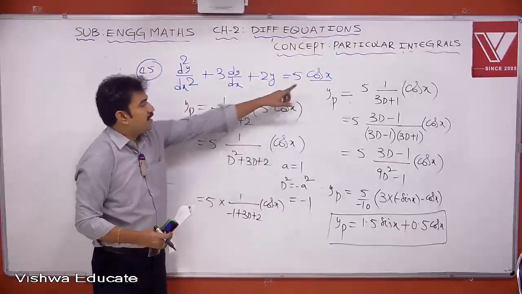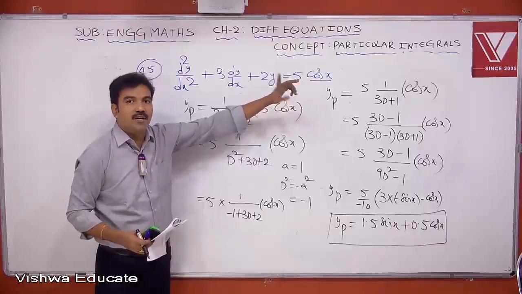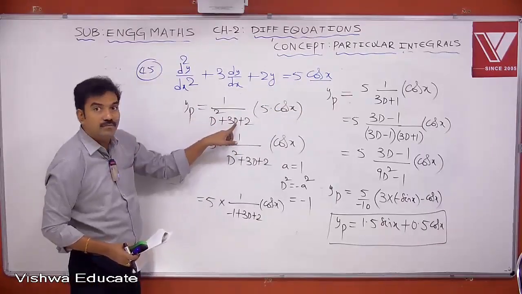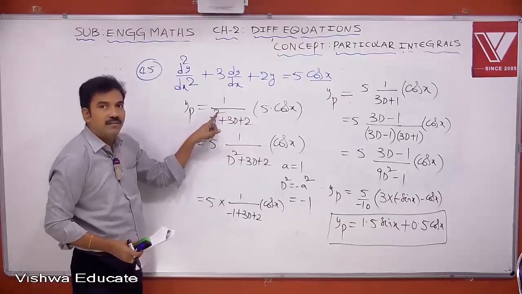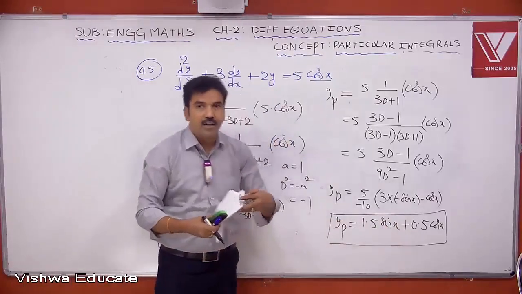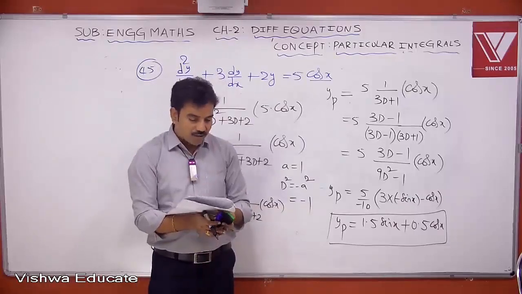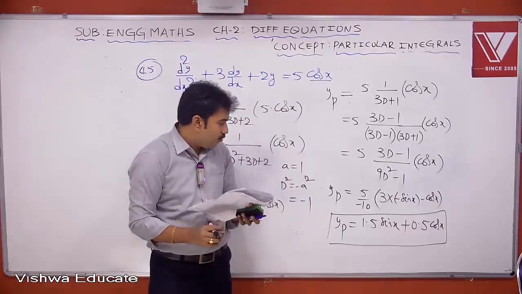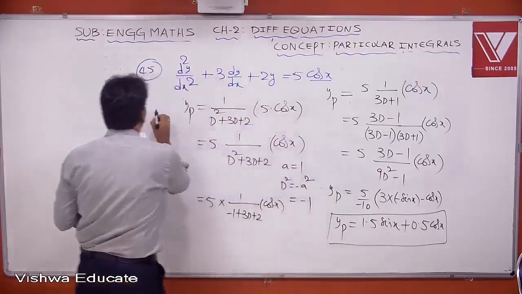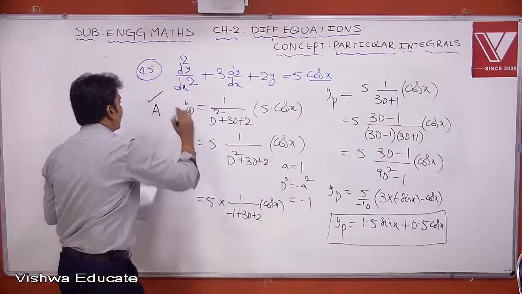The function here is cos x, so the answer may be in terms of sin or cos. Here you have d square terms and d terms, odd powers of d and even powers of d. That's why the result is in terms of both sin and cos. Therefore the answer for this question is 1.5 sin x plus 0.5 cos x. So option A is the right answer. Note this.